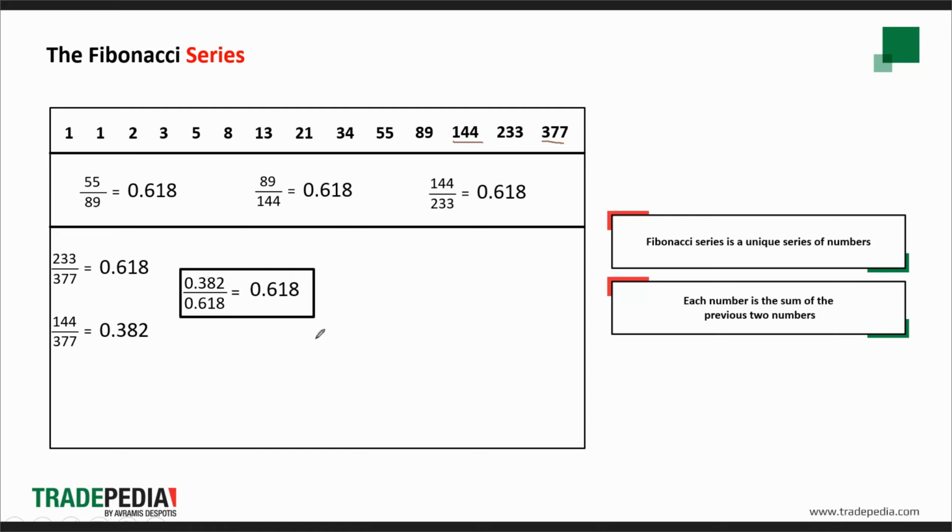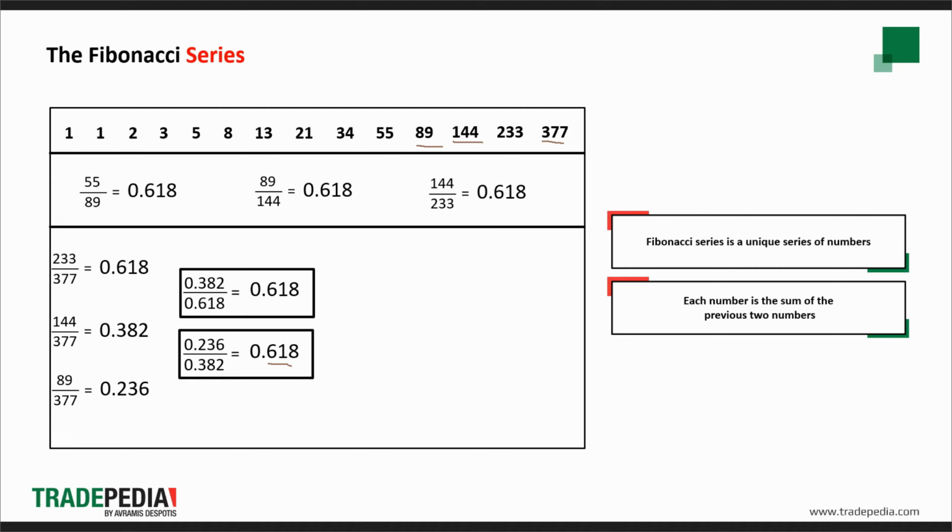So this number really comes back a lot. It's a really key level. You'll find out when we are discussing Fibonacci retracements and Fibonacci extensions later on. 0.618 is a pretty key level that we want to look out for. So let's take a look. If you take 89 divided by 377, this time you skip two numbers, you get 0.236. And if you take 0.236 divided by 0.382, what do you get? 0.618 again.